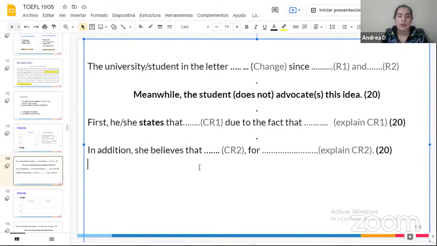So if you're just saying, "he says, and she says, and she thinks, and he thinks," that's obviously not so good for your vocabulary, right? So you want to use more complex words.